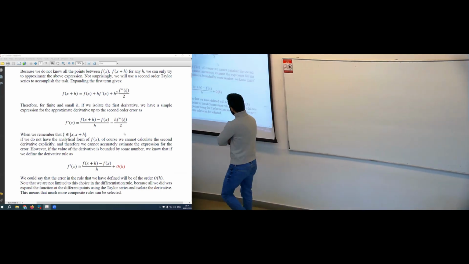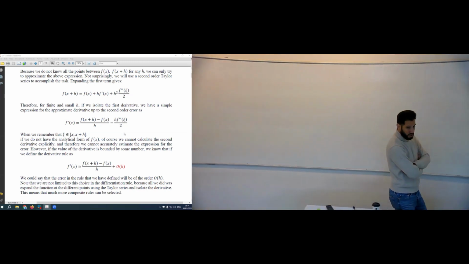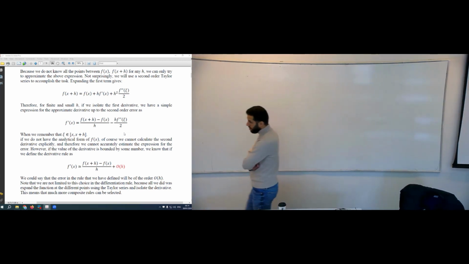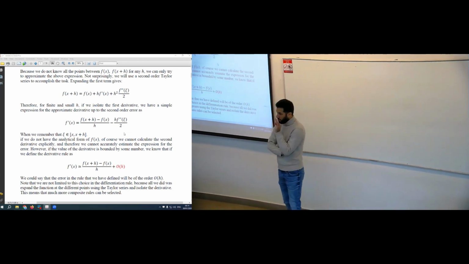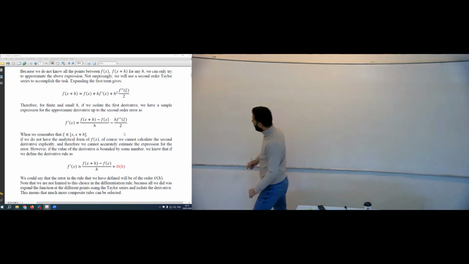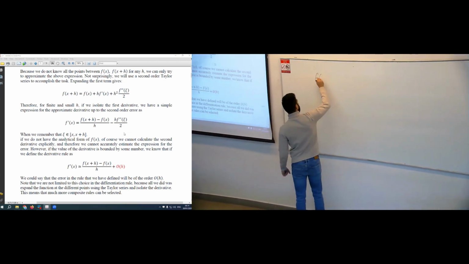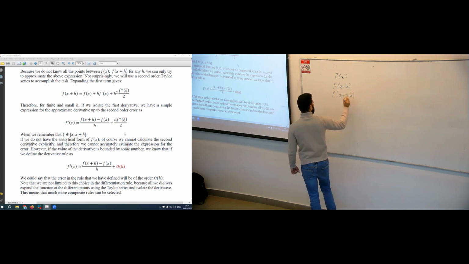Okay, so if we use another point, for example, we use f of x and f of x plus h and f of x plus 2h, and we want to approximate the derivative of the function at the point x. How can we do that? We now have 3 points: f of x, f of x plus h, f of x plus 2h.